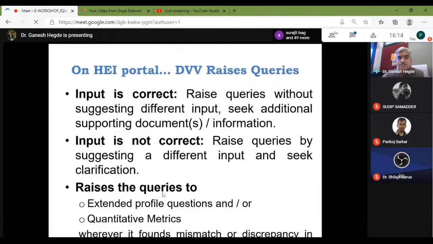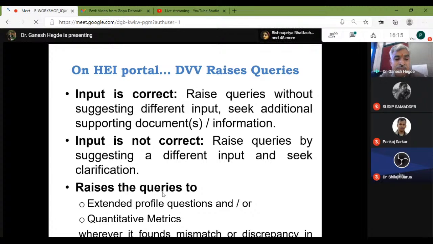If your input is correct, they will raise a query without suggesting a different input. But if the input is not correct, for example, you have said in the extended profile that 22 faculty members are there, but in the documentary evidence you are giving 25 faculty members, so the input is wrong. The DVV partner will raise a query with respect to the input, and they seek clarification whether you have 22 teachers or 25 teachers.